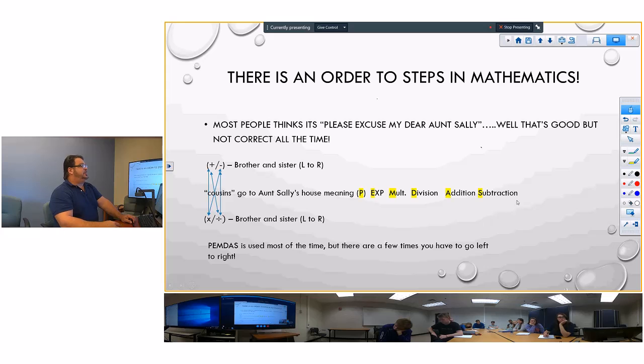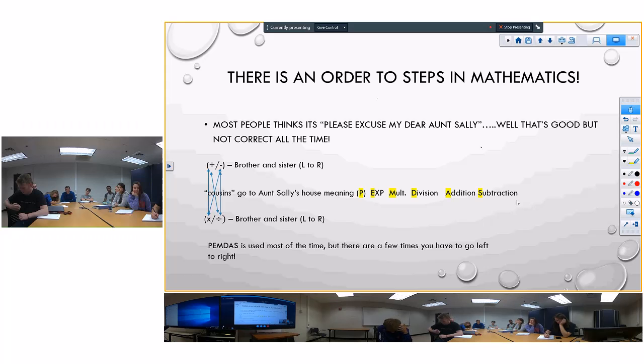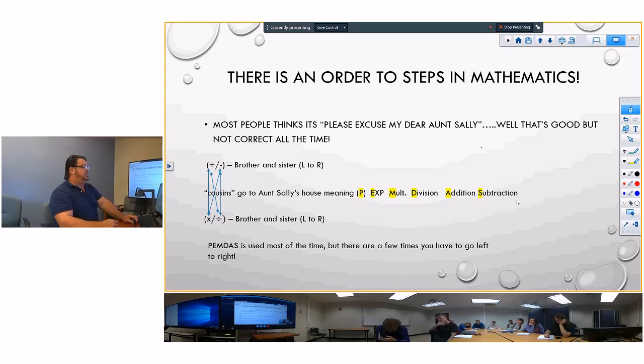This is where I don't need a student going, oh, well, I've never heard of please excuse my dear Aunt Sally. I've always heard PEMDAS. Shut up. Those kind of people irritate me. That's why I'm not married anymore. Those kind of people irritate the crap out of me. I had a student tell me that one time, and I just ignored him. Because what is PEMDAS? Please excuse my dear Aunt Sally.